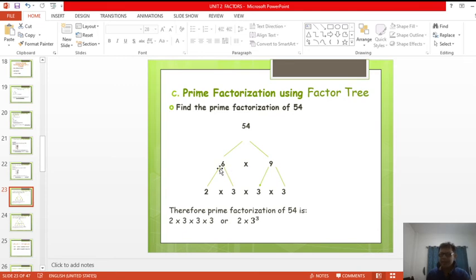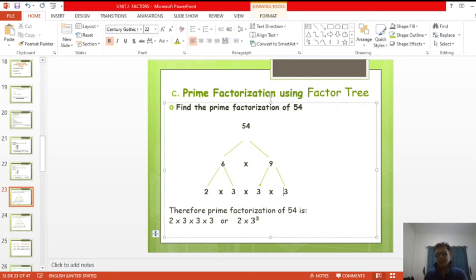6 is what? The prime factors for 6 is 2 times 3. Right? 2 times 3 is 6. There. 2 times 3 is 6. And then don't forget your multiplication sign. Of course, 9, the factors of 9 is 3. So we have 3 times 3. Okay? So after that, if you see all the factors here are already prime numbers, then you stop.